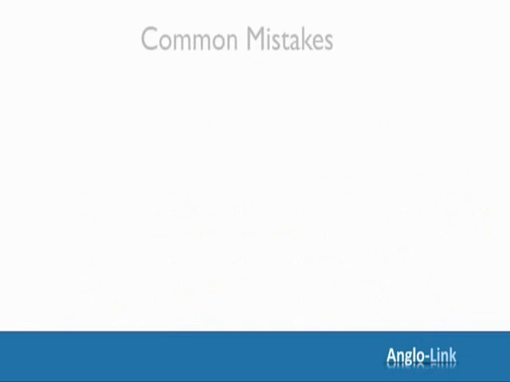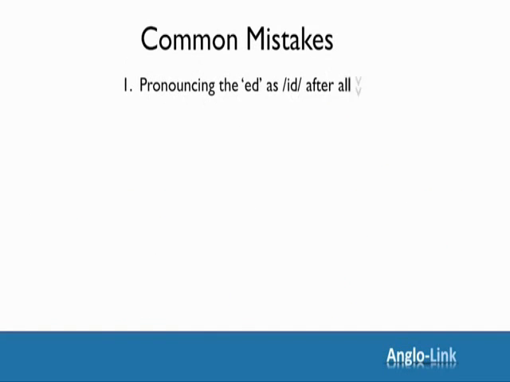Okay then, let's look at the common mistakes. As you can imagine, the most common mistake is pronouncing the ed as it after all verbs. Let's look at some examples. Common mistake, saying help it. It is helped. Saying walk it. It is walked.